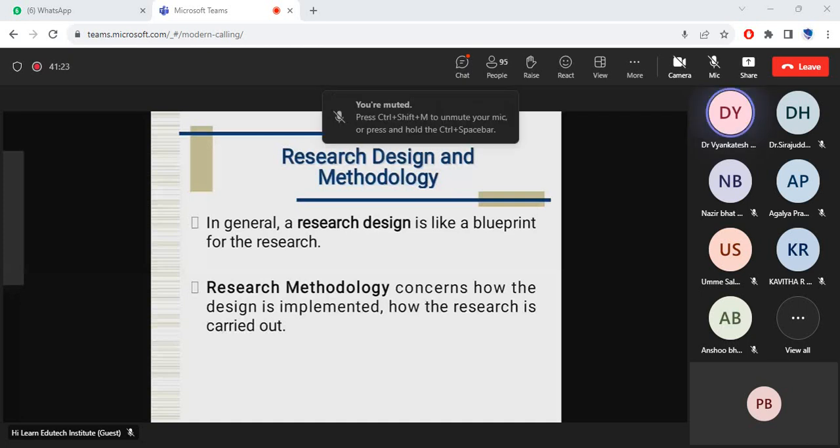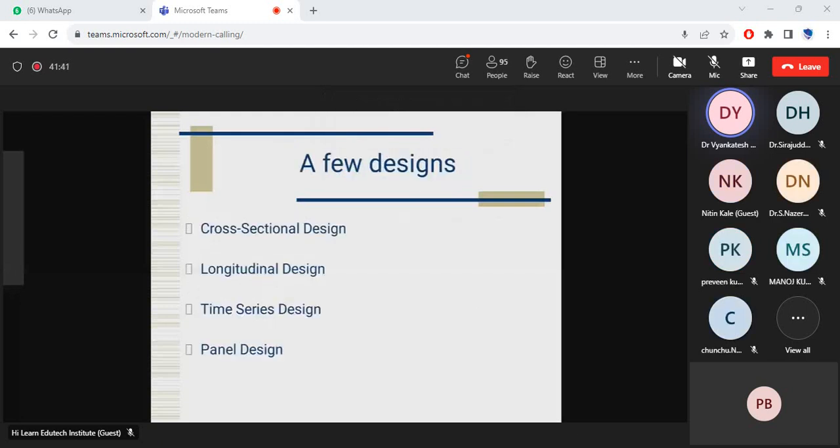Next, a few designs: a cross-sectional design, a longitudinal design, a time series design, and a parallel design. These are the four designs we are going to be dealing with. So these are the few designs we have just shown here, and each of which we will see in detail.